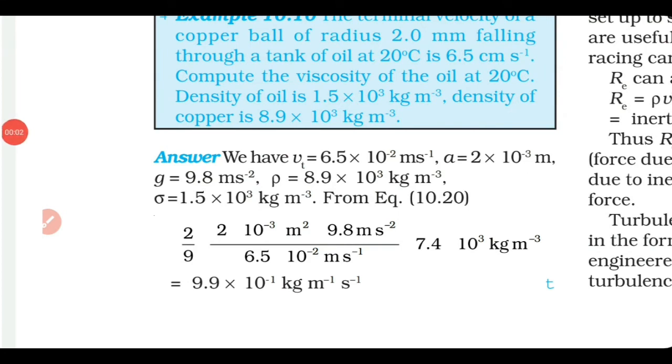So the answer is 0.99 poiseuille. With that we conclude today's lesson.